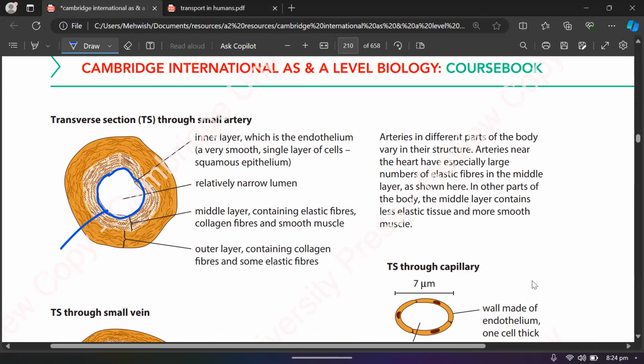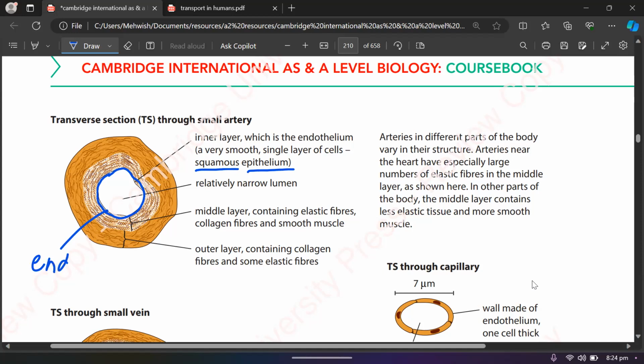So they are flat epithelium cells. That's why they have been given the name squamous epithelium, right? Squamous epitheliums are basically flat epithelial cells, and they join together to form an epithelium lining. This innermost lining that is lining the lumen of an artery is called the endothelium.